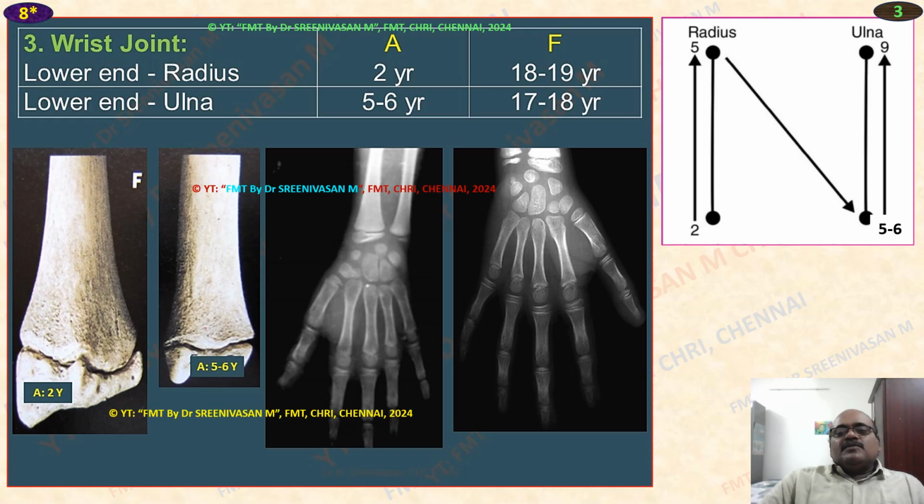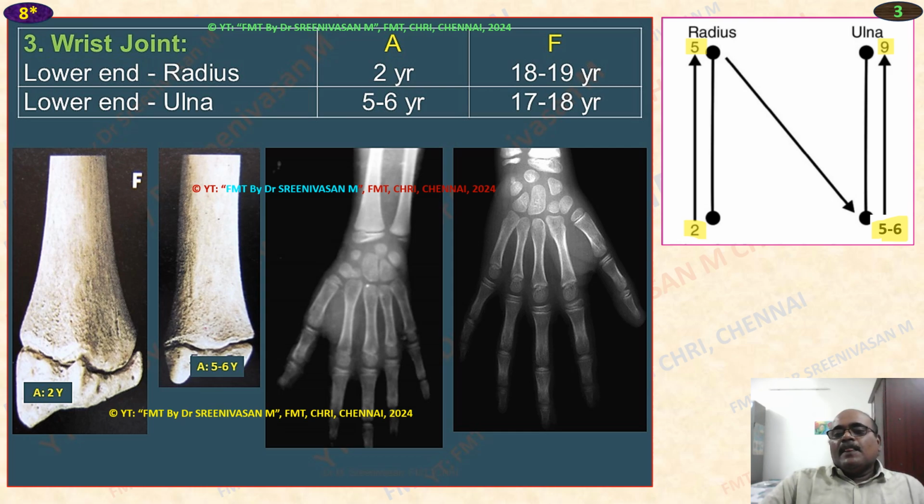We can remember these appearance ages by writing the English letter N in capital, starting with the lower end of radius, 2 years appearance, then going to the head of the radius, 5 years, then coming down to the lower end of ulna, 5 to 6 years, then moving upwards ending with the tip of olecranon passes, that is 9 years.